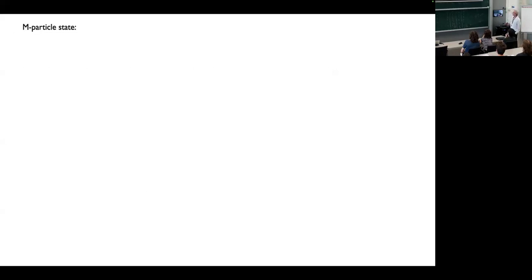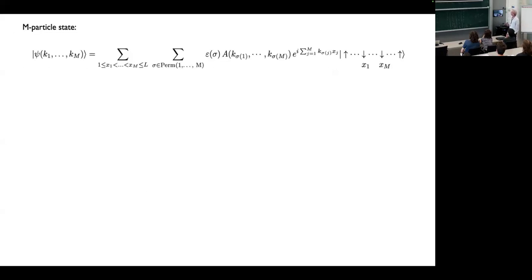Okay, and then finally the M particle state looks again a little bit scary, but it's just a generalization. So now we're going to flip M spins at positions x1 to xm. We're going to put a coefficient and then sum over all possible values of the x's. So this coefficient here, this A, is given by a product of these little s's on the previous slide.